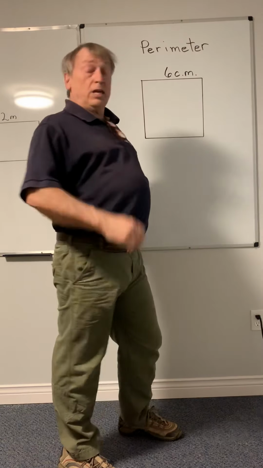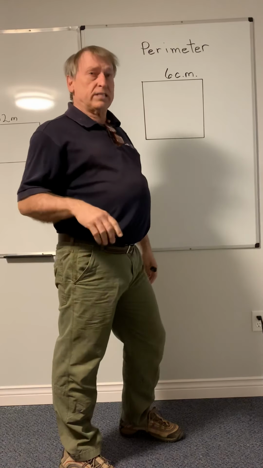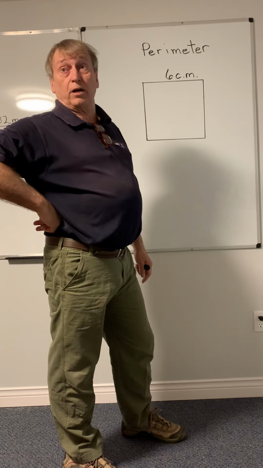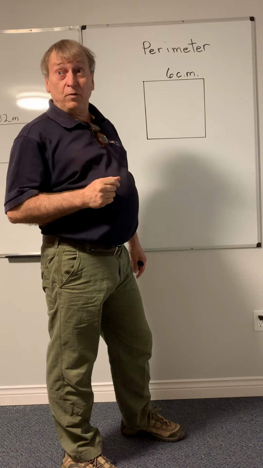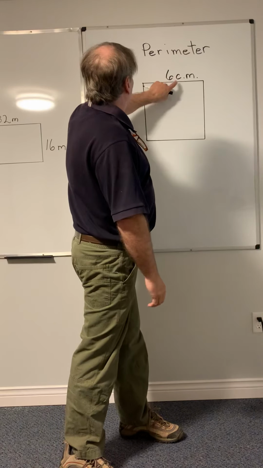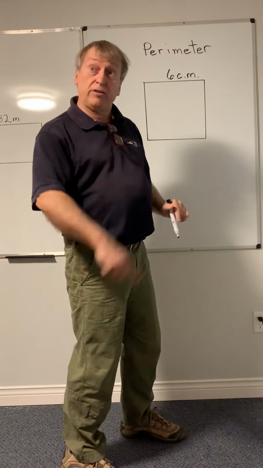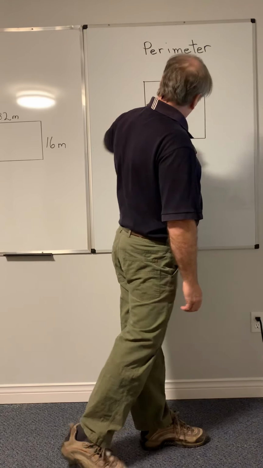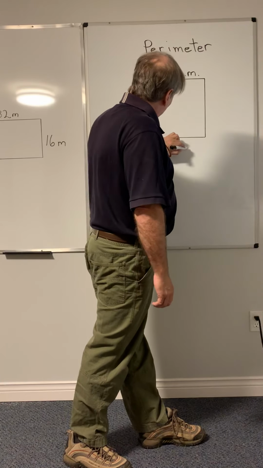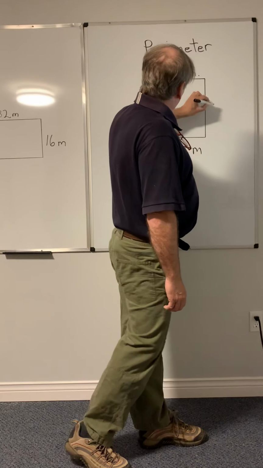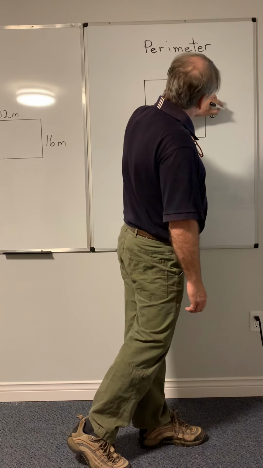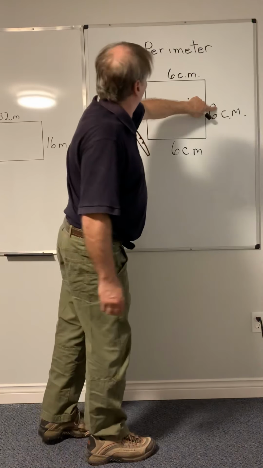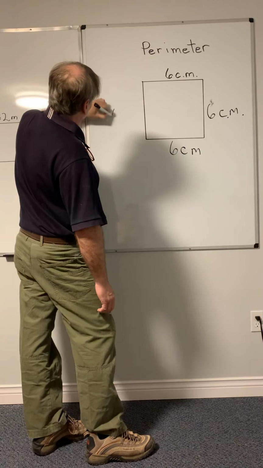So anyway, if I've got a square, what does that mean? How about Presley? What does it mean to have a square? All the sides are the same, right? So if one side is 6 centimeters, that means all the other sides would be 6 centimeters. So we've got 6 centimeters there. We've got 6 centimeters across. We've got 6 centimeters here. And we've got 6 centimeters across from that over here.